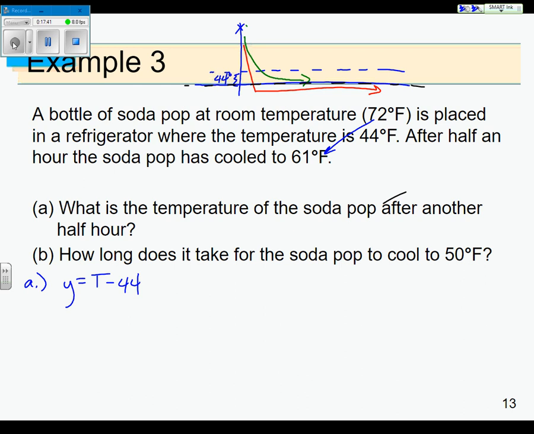All right, so what do we have now? Since I'm doing exponential decay, I need my initial temperature, which is going to be whatever the initial temperature was minus 44 degrees. So the 72 degrees that it started off in the refrigerator, I'm going to change to degrees Kurt, and I'm going to call it 28 degrees Kurt.